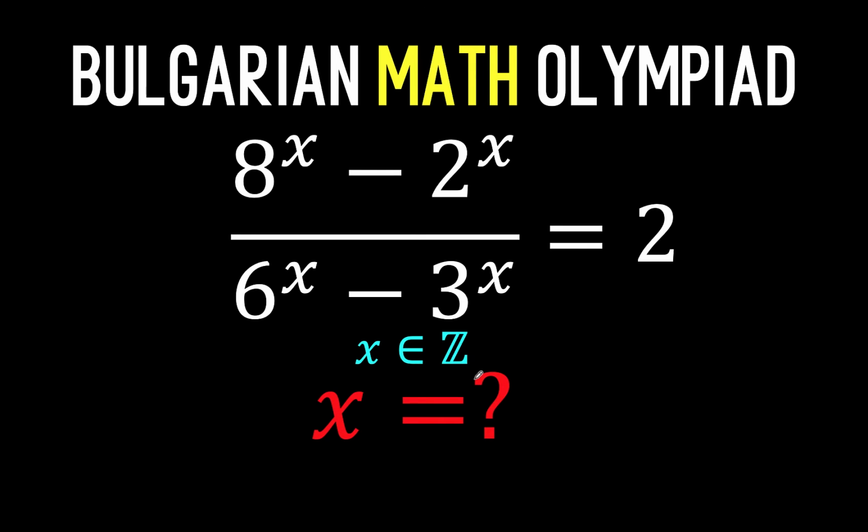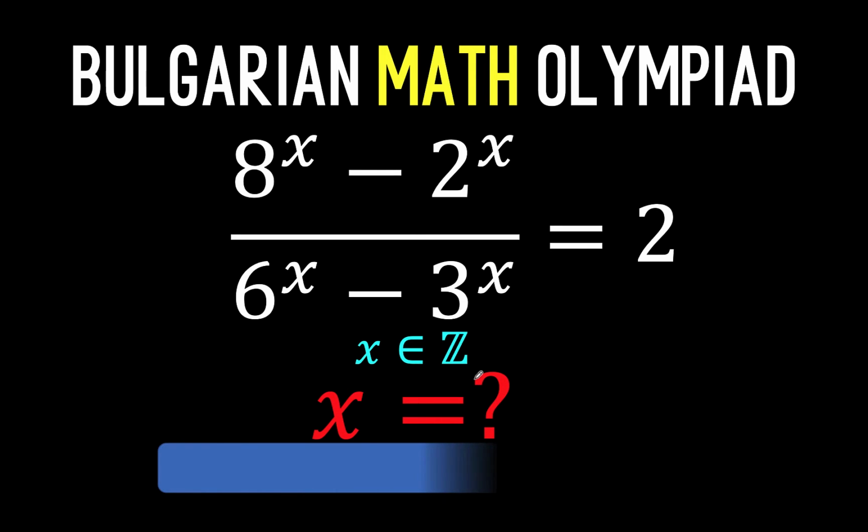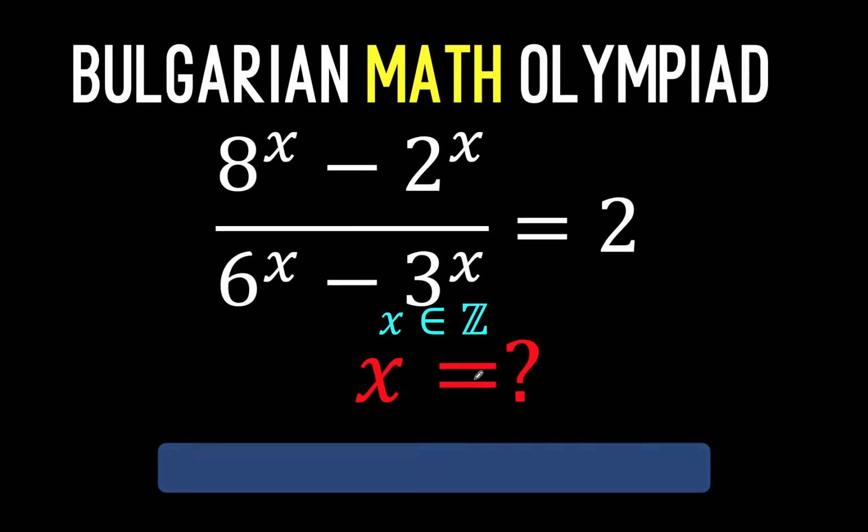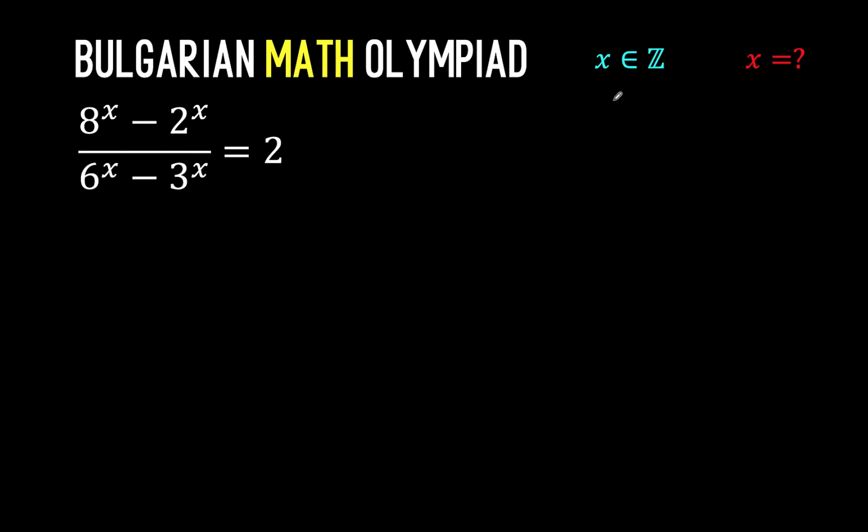You can pause the video and see if you can solve this math Olympiad problem. Now let's solve this problem together. Since we are after an integer solution for this problem, and since we have here a division operation, let's check first if there is division by 0 that will happen here. So let x be equal to 0 and check what happens to this equation.